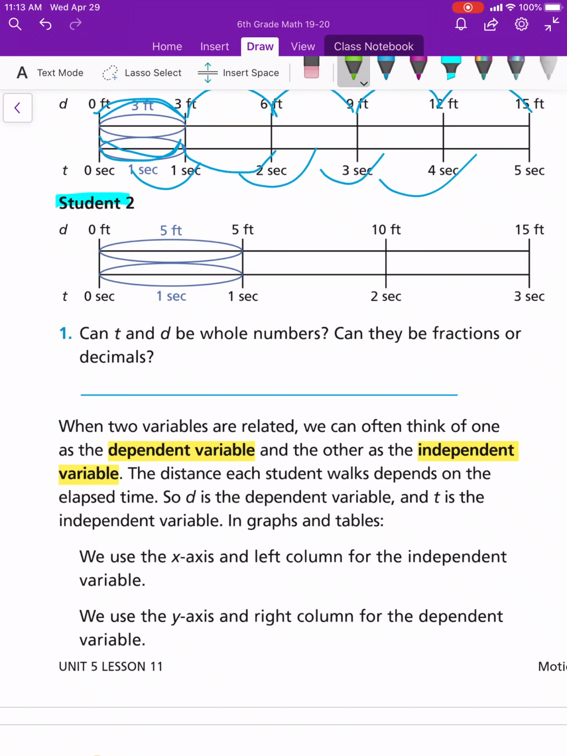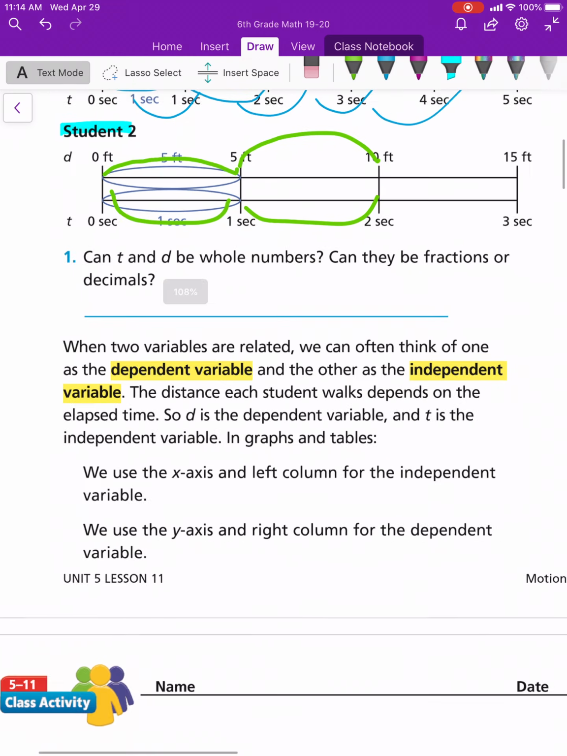Okay. So for student 2, same thing, different numbers. Instead of 3 feet, this student is walking 5 feet for every 1 second. So in the next second, he or she will have walked 10 feet in 2 seconds. Okay, we can see that rate.